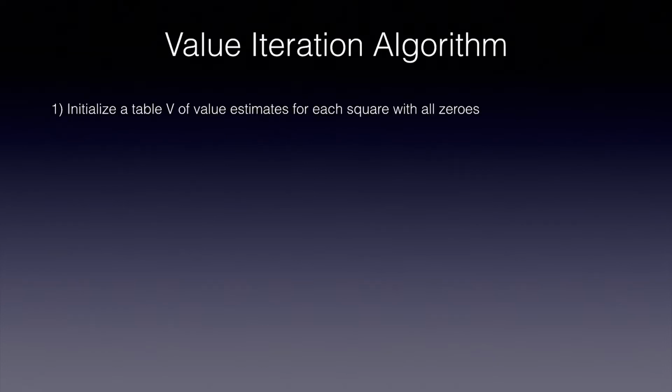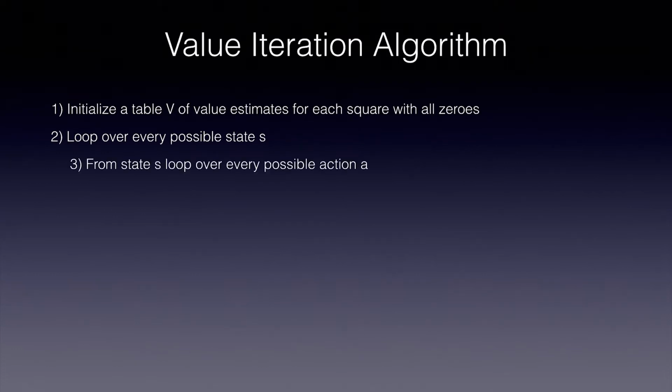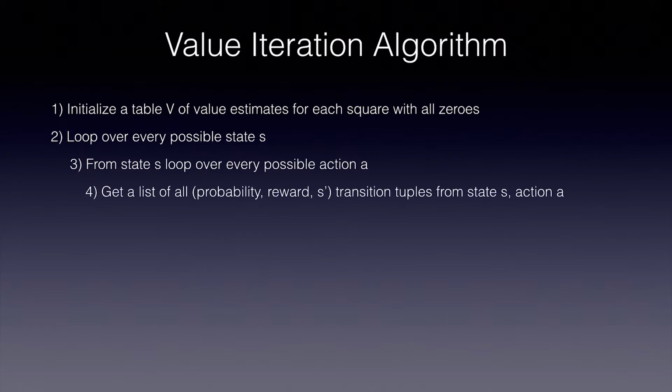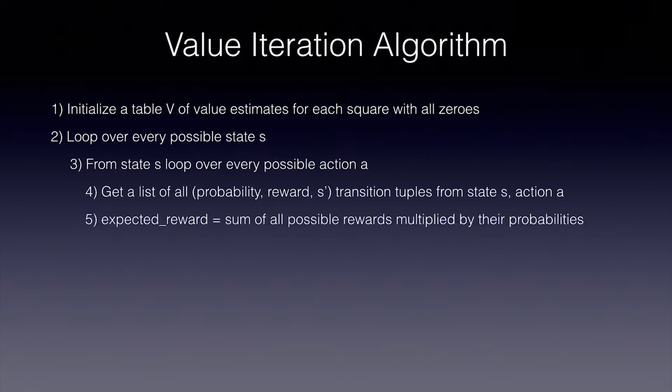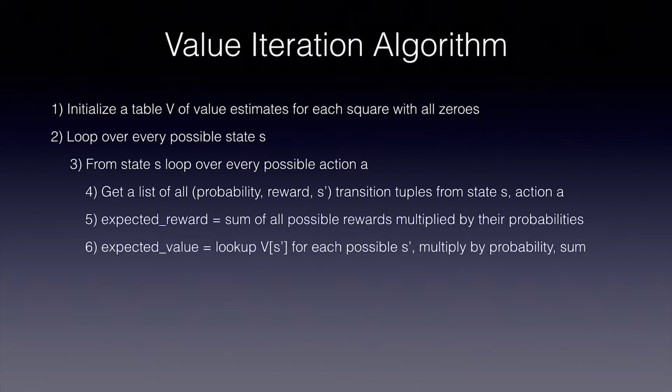1. We initialize a table V of value estimates for each square with all zeros. 2. We loop over every possible state S. 3. From state S, we loop over every possible action A. 4. We get a list of all probability, reward, state prime transition tuples from state S, action A. 5. We set expected reward to the sum of all possible rewards multiplied by their probabilities. 6. We set expected value to what we look up for V of state prime for each possible state prime multiplied by the probability and all added together.